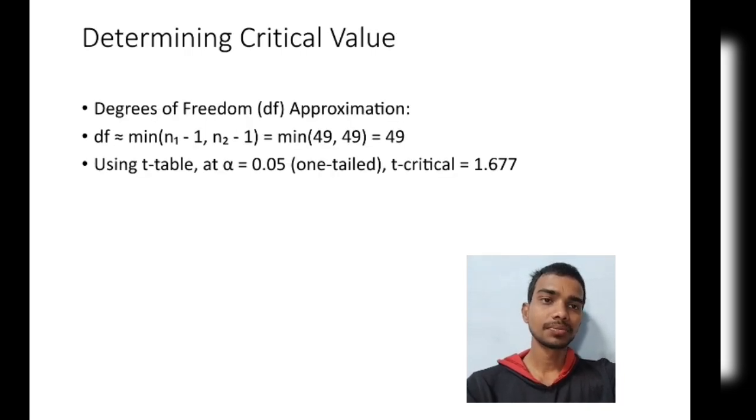Determining critical values. Degrees of freedom, DF, approximation. DF is equal to minimum of n1 minus 1, n2 minus 1, which is minimum of 49, 49, equal to 49. Using the t table at alpha equal to 0.05, one tail, T critical is equal to 1.677 approximately.